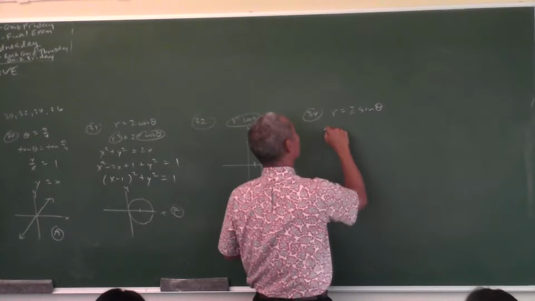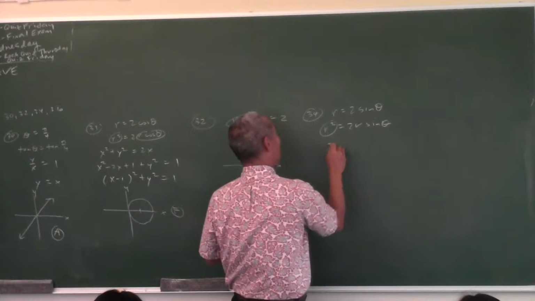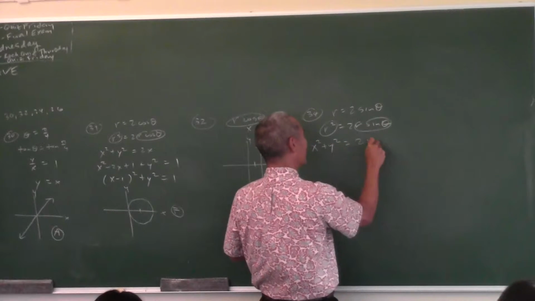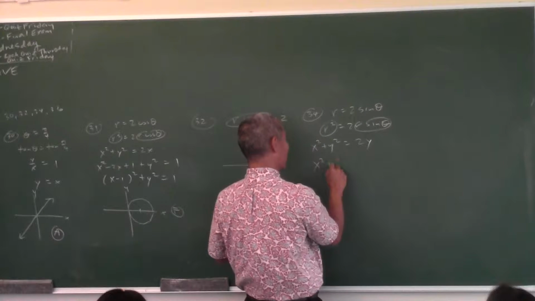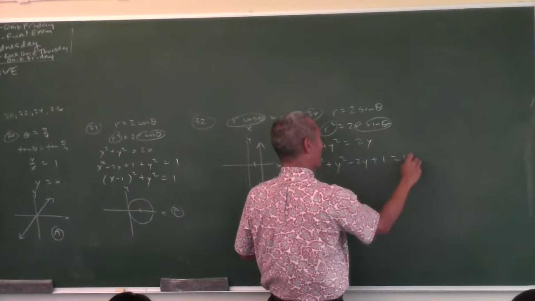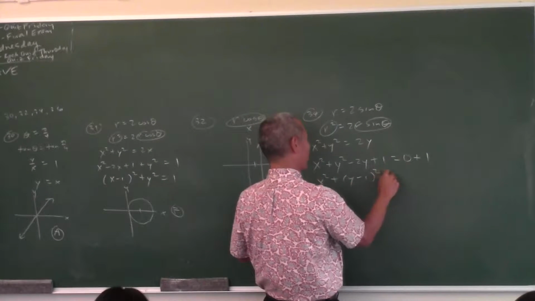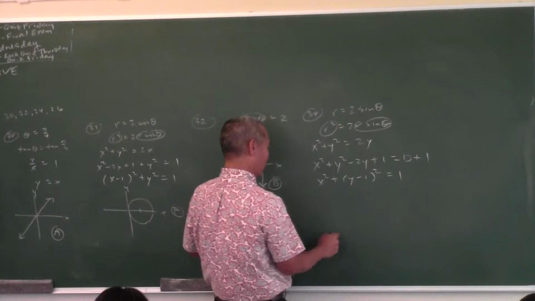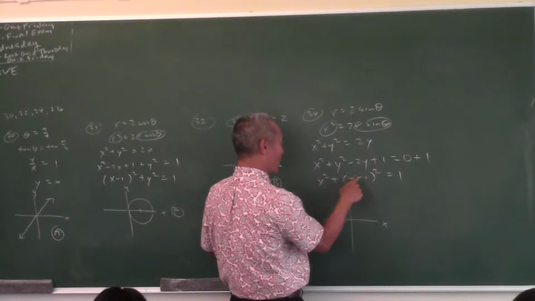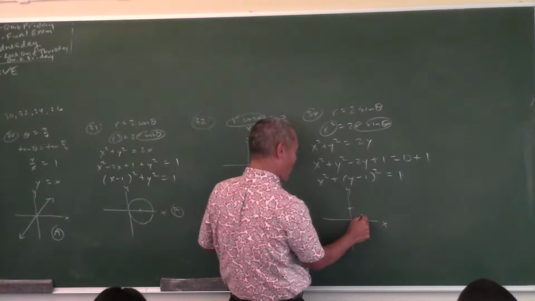So multiply both sides by r, like we have done I don't know how many times. And then you complete the square. y squared minus 2y, leave a space, and then add 1, and then you've got x squared plus (y minus 1) squared equals 1. It's a circle. Now you've got to draw the graph. The center is going to be at (0, 1), and the radius is the square root of that number, which is 1.